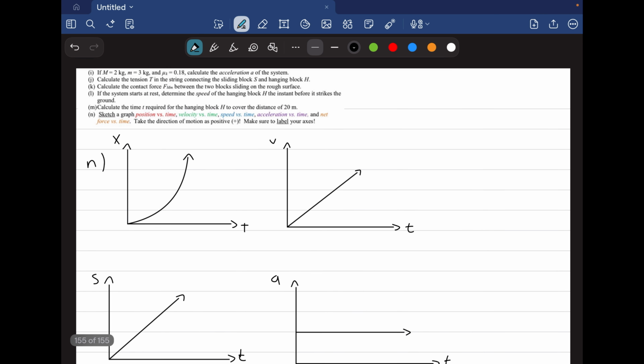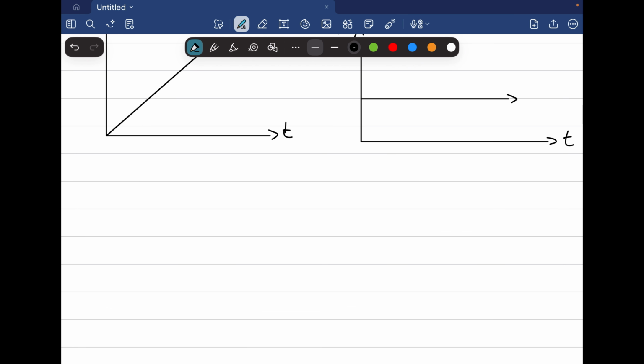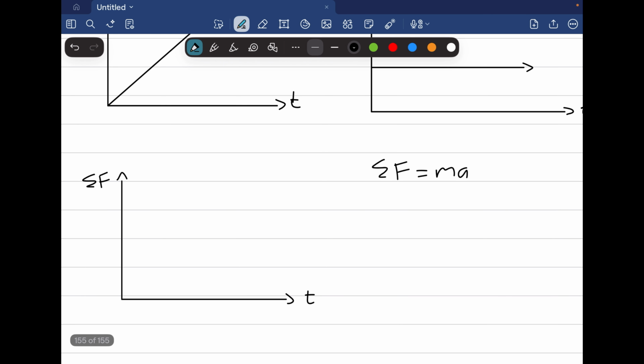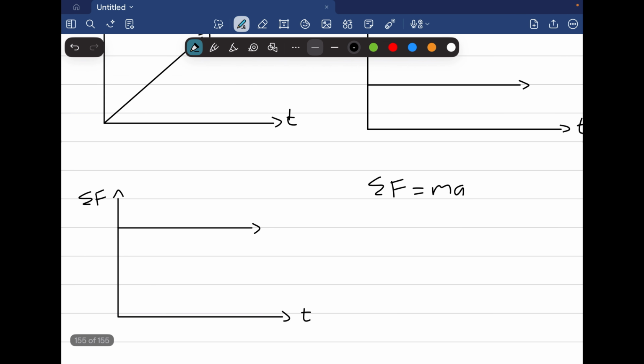Then lastly, net force versus time. Net force. And then we know the function for net force is equal to ma, right? So it's a times the total mass. So that means the constant should be higher than your acceleration. So draw it up here. And that's it.